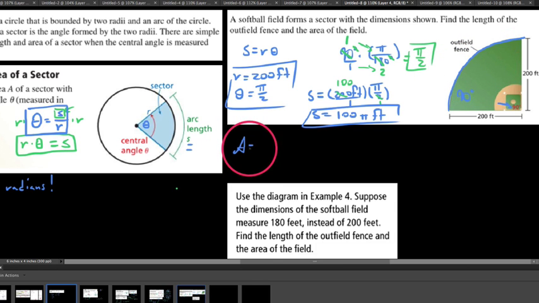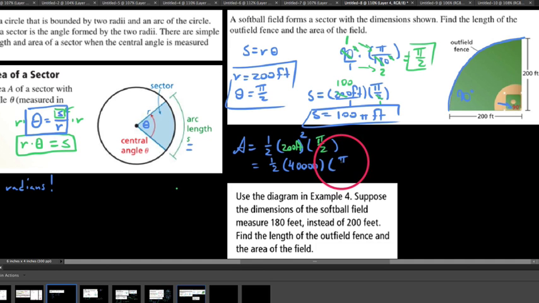The area is going to be plug and chug, really. We have 1/2, and then r squared times theta. Our radius again is 200 feet, and our angle is pi halves. Throwing this in, order of operations says we need to do the exponent first. So we have 1/2 times 2 times 2, which is 4, and then 200 times 200 gives 4 total zeros. And this is times pi halves.